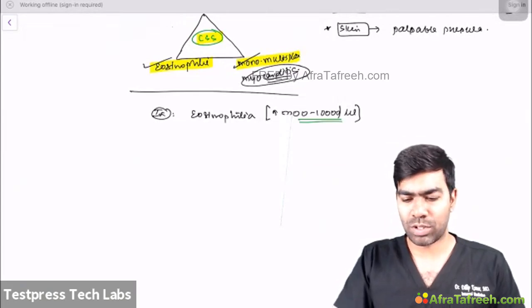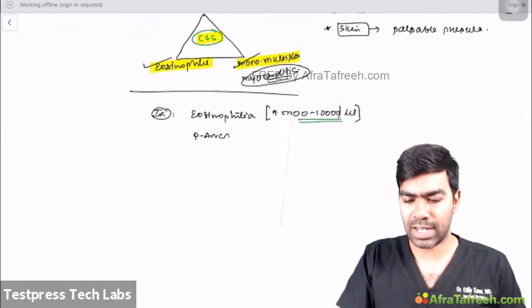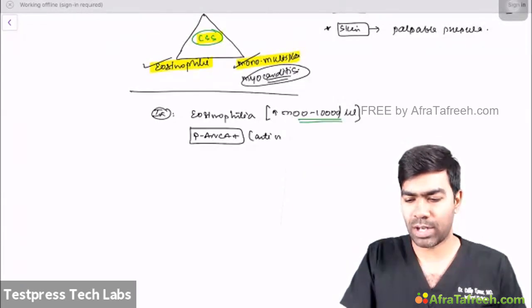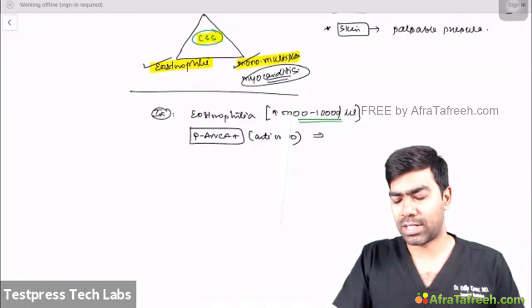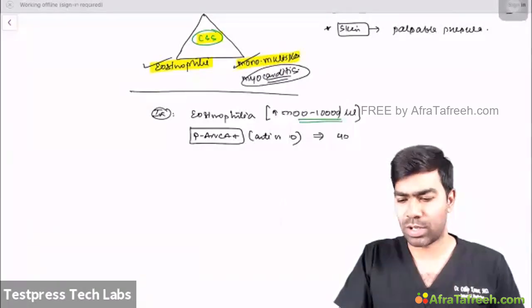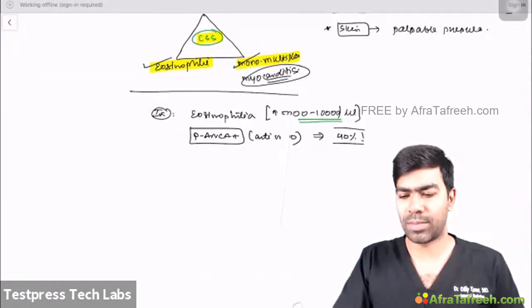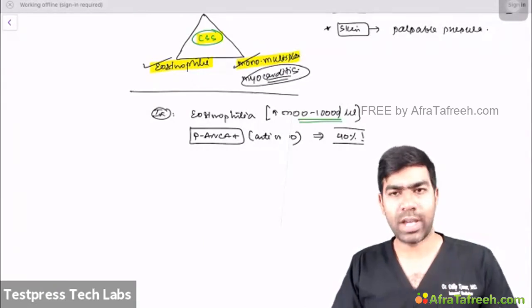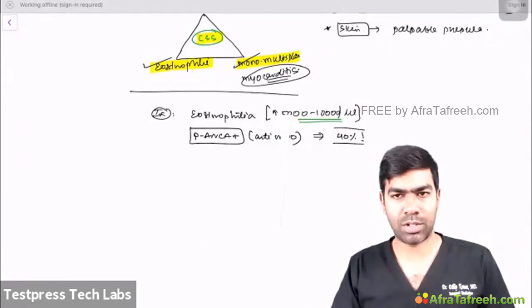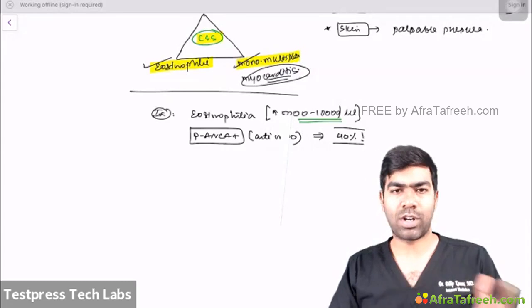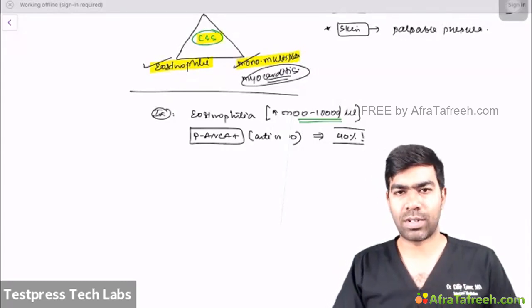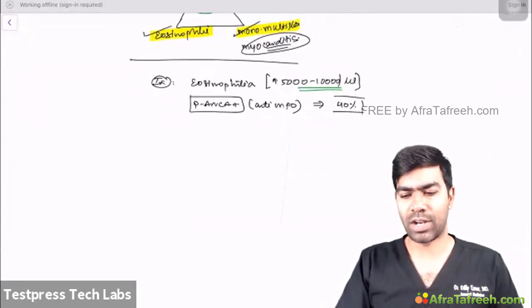Most of the patients will have P-ANCA positive, at least in exams. The antibody we're dealing with is anti-MPO antibody, we know that. But please understand, in reality, P-ANCA is positive only in 40% of the cases. Of the remaining 60%, a few may have C-ANCA positive, but very few. The majority can be ANCA negative as well. So that's not a very confirmatory investigation.